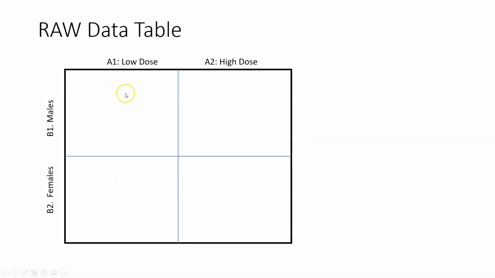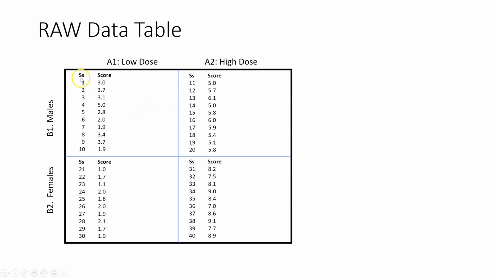Here I'm going to show you a raw data table. We've got still here the males versus the females and the low dose versus the high dose, just like I showed you on the last slide. But within each cell, I'm going to list all the individual scores that made those means.